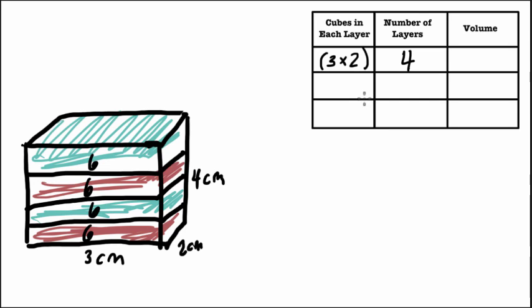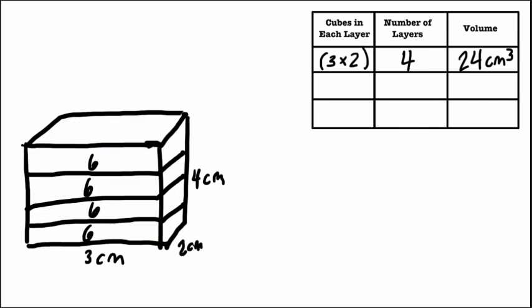And then what is the volume? And to figure out the volume, you multiply all of your given numbers. And in this case, 3 times 2 is 6, times 4 layers is 24, and because it's in centimeters, we have to put centimeters cubed. Okay, but we can also look at it a different way. We can look at it a slightly different way, and why don't we go ahead and do that?